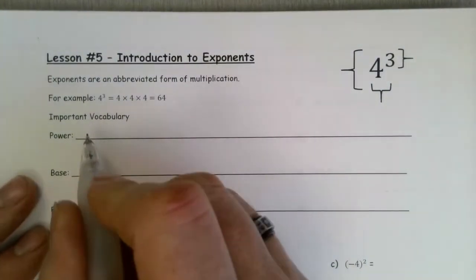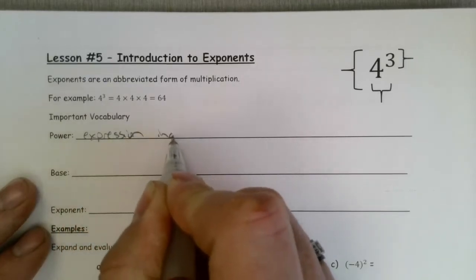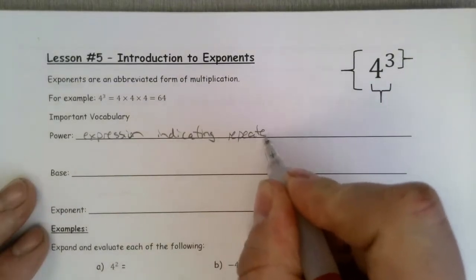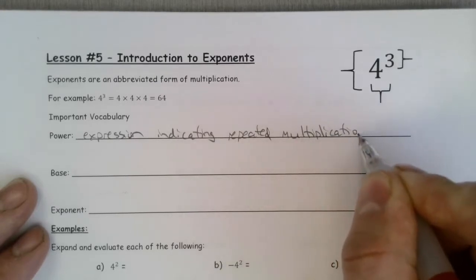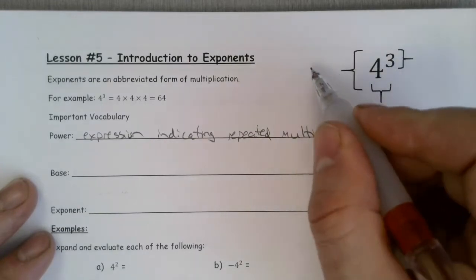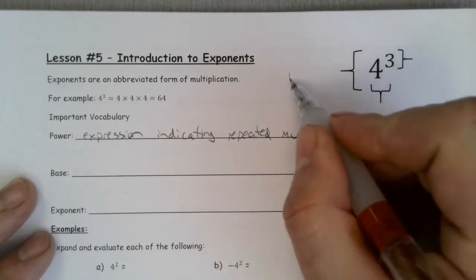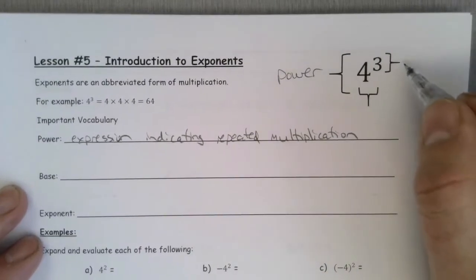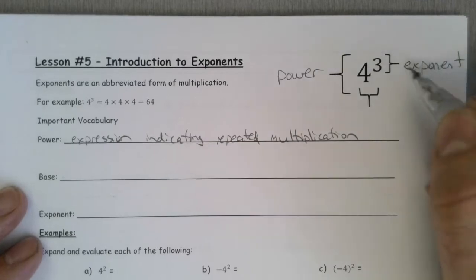Power, when we refer to a power, what we mean is an expression indicating repeated multiplication. Okay, so this whole thing here, 4 with the superscript of 3, actually I think I said subscript over here, superscript, okay, this is our power. Now, sometimes we use power to refer to the exponent, but technically the number up here really is the exponent. Okay, although we use them interchangeably.